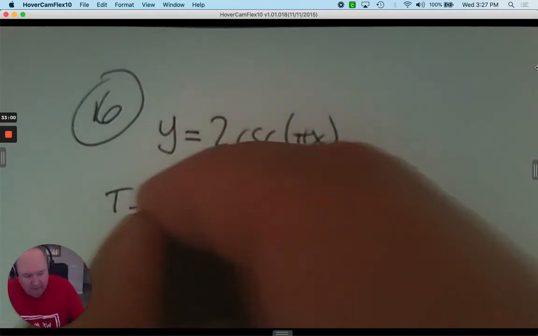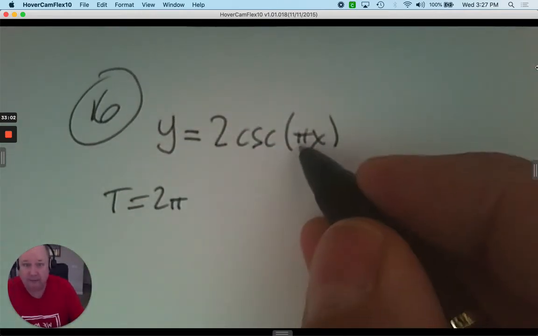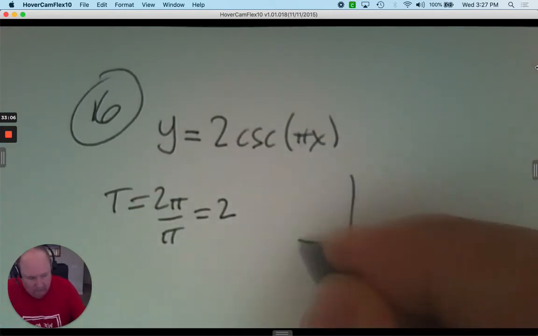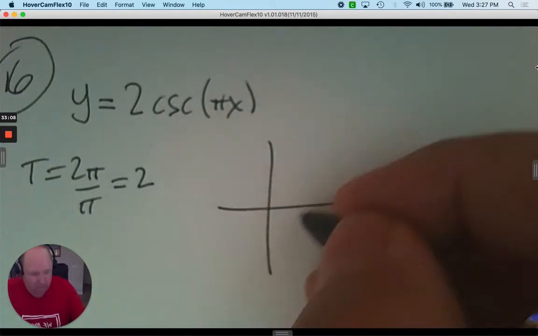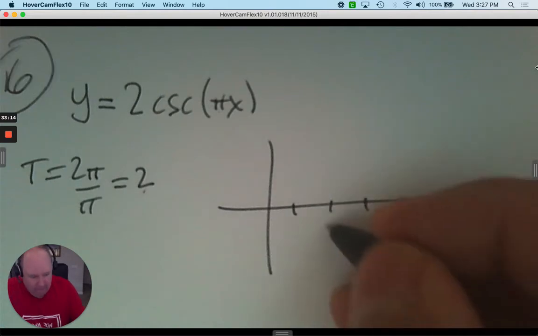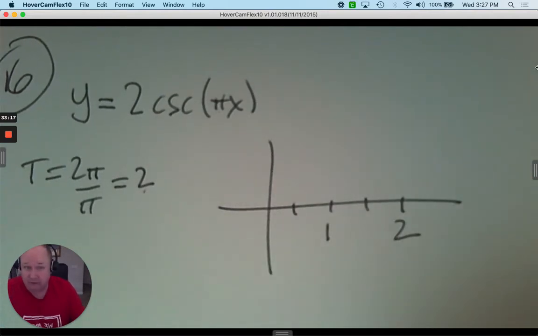No amplitude. The period would normally be 2 pi, but I'm going to divide it by pi. So now the period is 2. So what's the magic number again? We're going to count to 4. 1, 2, 3, 4, and that's one period, which is 2. So this is 1. There's no phase shift or anything.